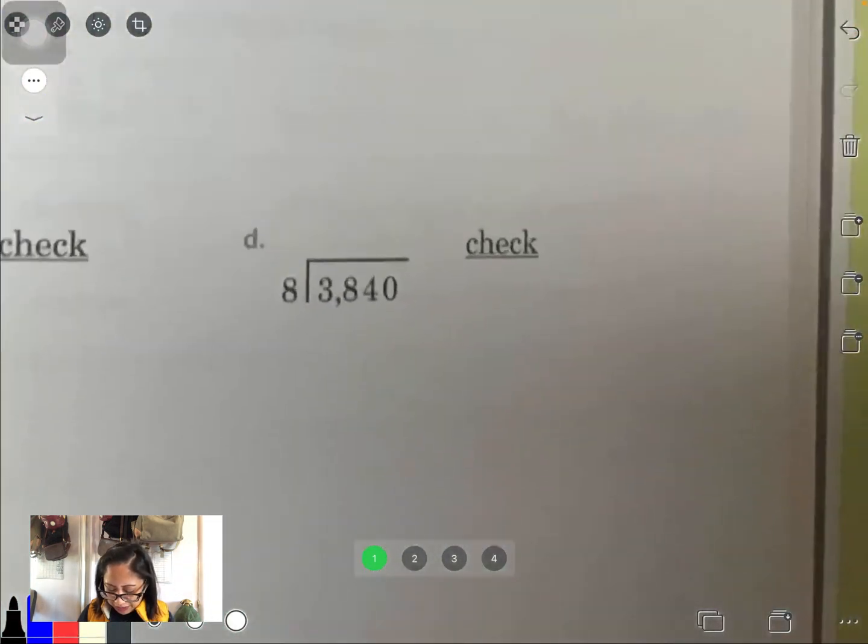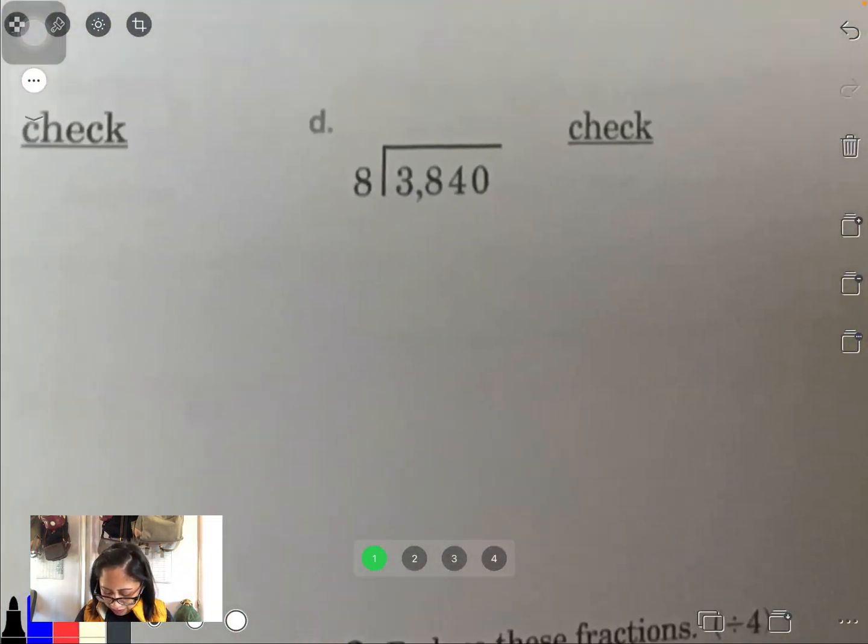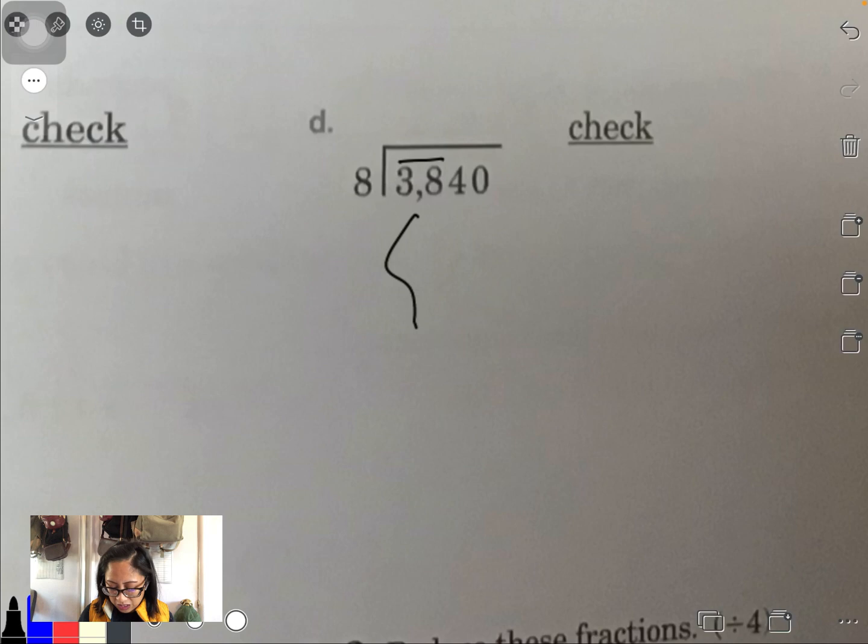Now let's do D. Again, they give you plenty of space, but you're not going to be very sloppy. You're not going to be like, oh, I'm going to do this here, 30 divided by 8 is a 4, 32. No, you're not going to do that. You're going to be neat. So yes, 38 divided by 8 is 4, but I'm going to show you why.